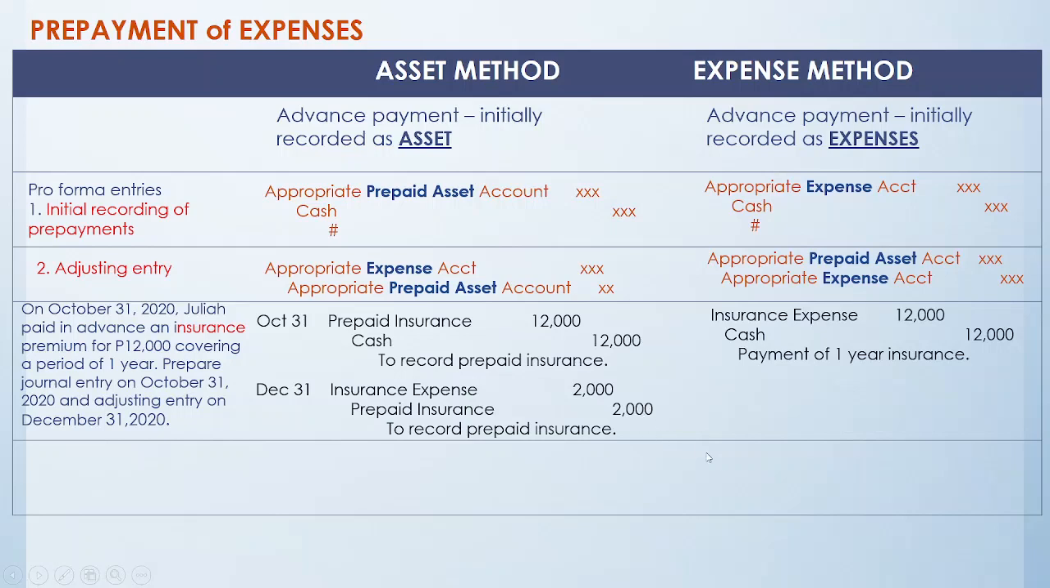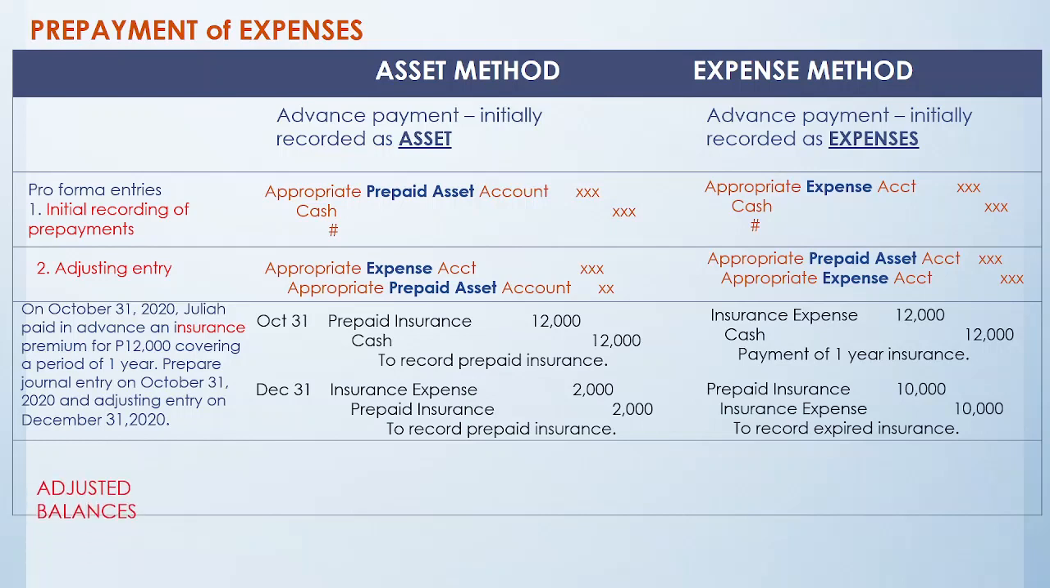Alright. For the expense method, on December 31, 2020, it is overstated. Why? Because the actual insurance expense is only for 2 months. Therefore, we need to set up or to establish the asset portion of this. That's why we have this adjusting entry. We debit prepaid insurance 10,000 representing 10 months of the insurance premium. Okay, and we will credit insurance expense 10,000.